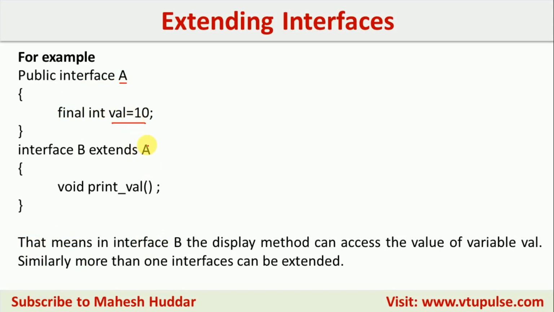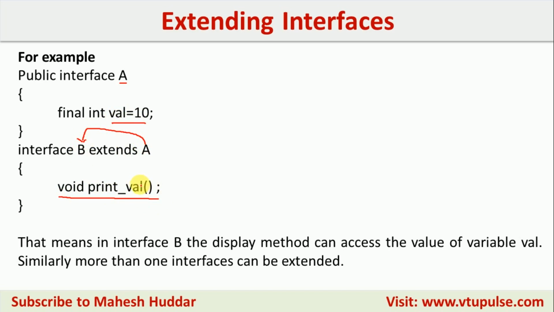Now what I did is I have extended this particular A into B. The meaning is this value is visible in this particular interface B. In interface B, I have added one method. The name of the method is print underscore val. So I have declared it, but I have not defined this particular thing.